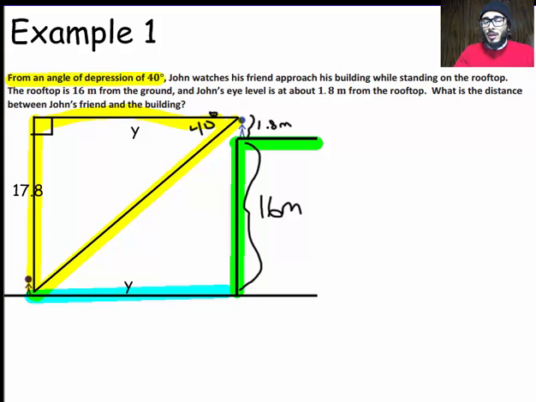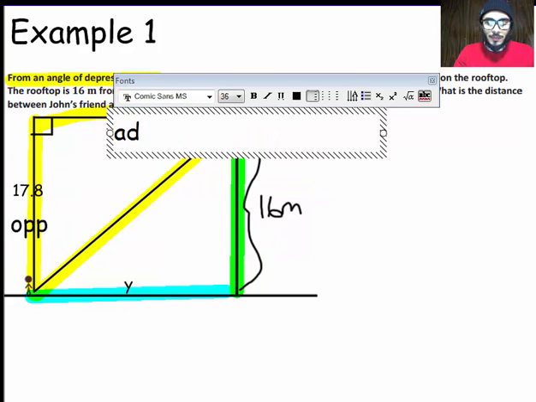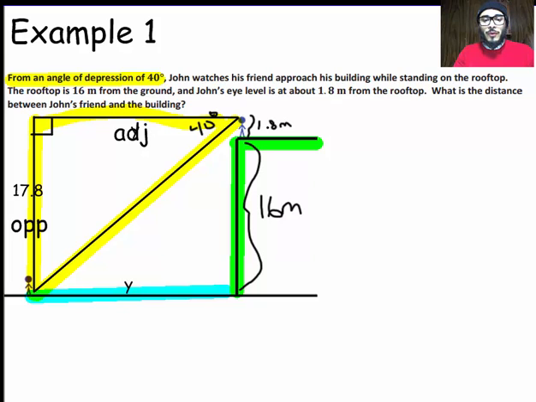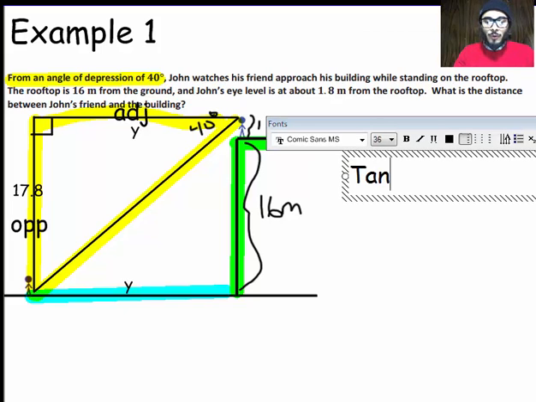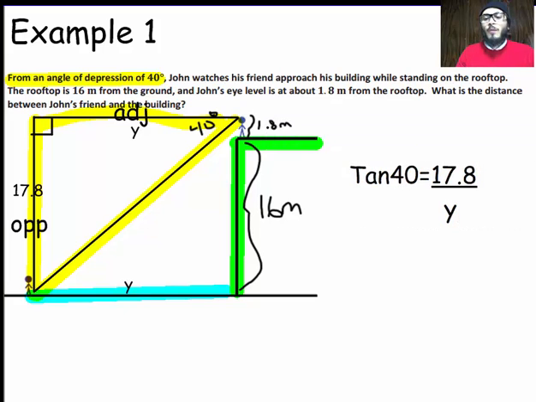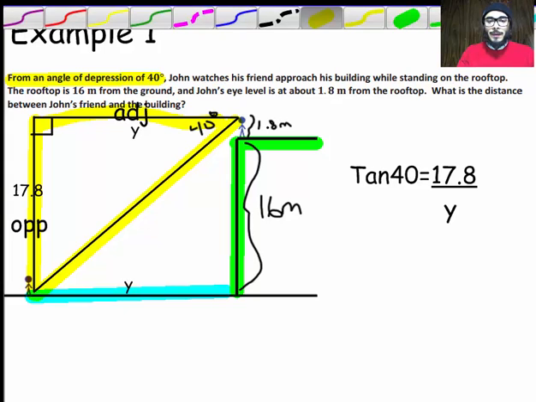We can use tangent because the 17.8 is opposite from the reference angle 40. So that's opposite, and then the y is adjacent. So if we want to find y, we got to use tangent. So let's do it. Let's write the tan of 40. The tan of 40 is going to be equal to the opposite, which is 17.8, over y. All right, so now we got to solve for y.